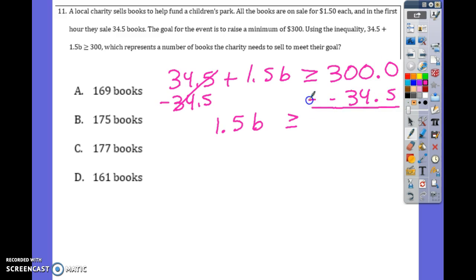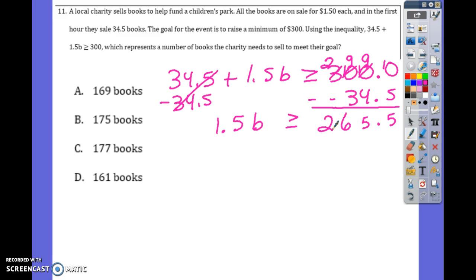In order to subtract, I'm going to need to borrow. I'm going to have to go all the way to the left to borrow, so my 3 is going to become a 2, and this 0 will become a 10. Then I need to borrow from this 10 to make it a 9, and this 0 will become a 10. Then I need to borrow from this 10 and make it a 9, and this 0 will become a 10. 10 minus 5 is 5. Bring your decimal straight down. 9 minus 4 is 5. 9 minus 3 is 6. And bring your 2 down. So we have 265 and 5/10.